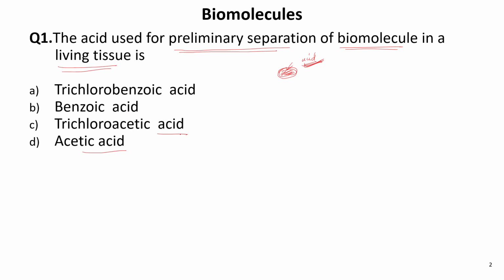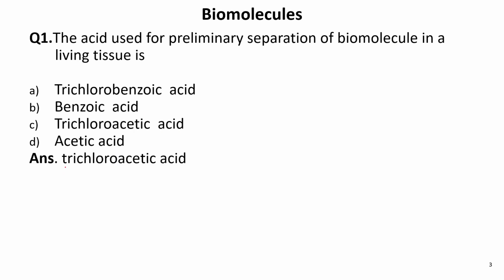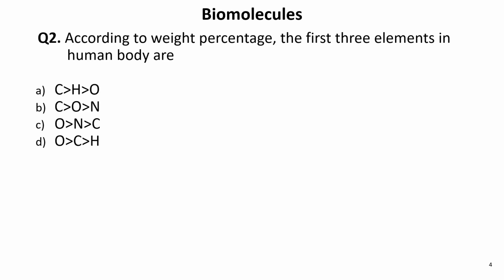But that acid is required to make a paste of that. So that is trichloroacetic acid. Trichloroacetic acid is used in this process. Acetic acid is not used. Trichlorobenzoic acid is not used. Even the benzoic acid is not used. Trichloroacetic acid is used because it separates all the biomolecules which are present in the living tissue. Okay. So trichloroacetic acid is the correct answer. Moving to the next question.